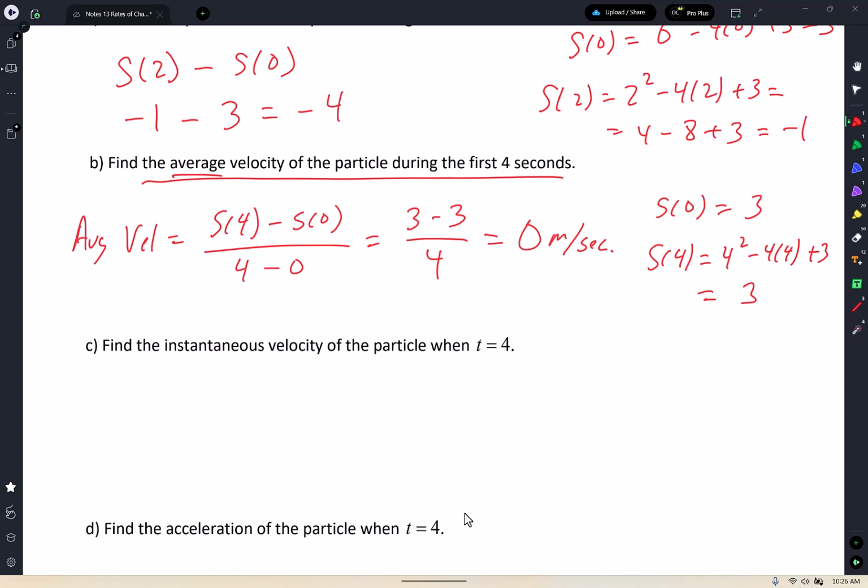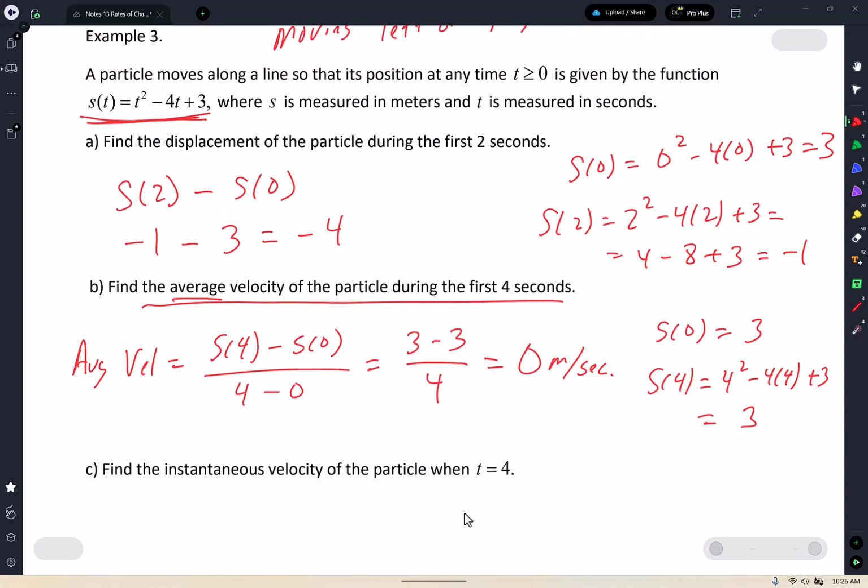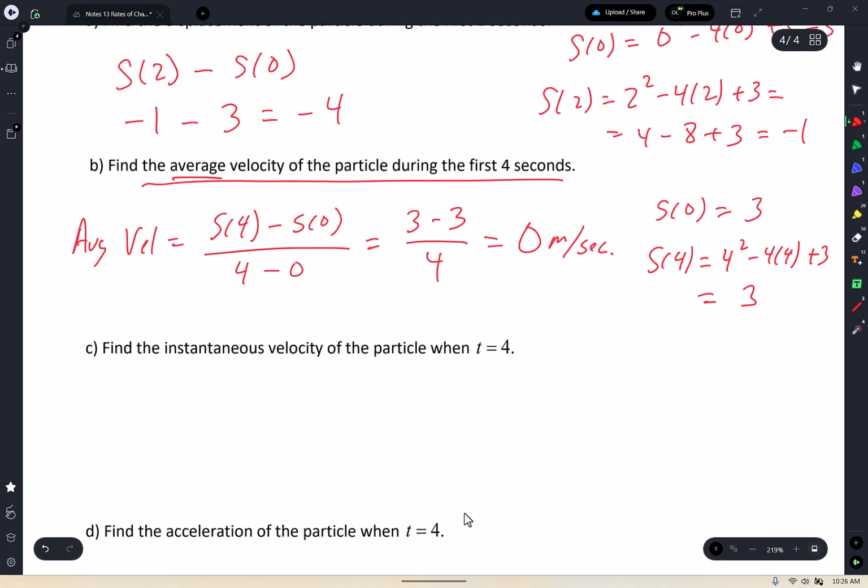No, because it does not ask for instantaneous velocity. It asks for average. That's a good question. Guys, why did we not take a derivative for B? It says average velocity. Highlight average velocity or underline it or whatever, however you take notes. It's not instantaneous velocity.